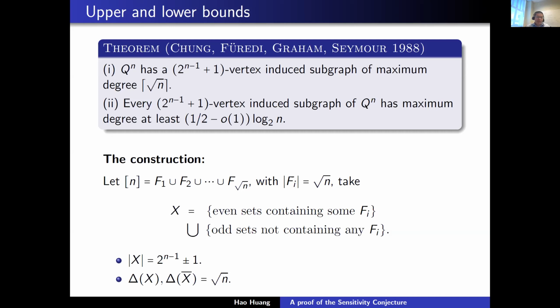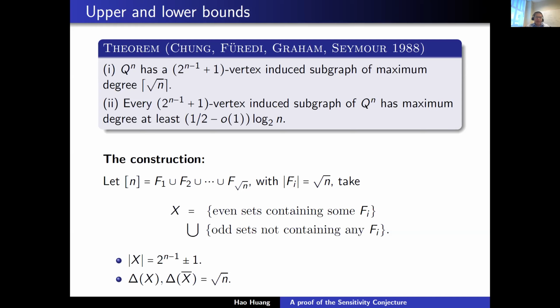Now, if you delete an element from this subset, so for example, if your even set already contains two distinct fi, then no matter how you delete a single element, it still contains at least one fi, right? So for those vertices, the degree is 0. But if your even set contains exactly one fi, you can delete any element from that fi. So that corresponds to square root of n neighbors.